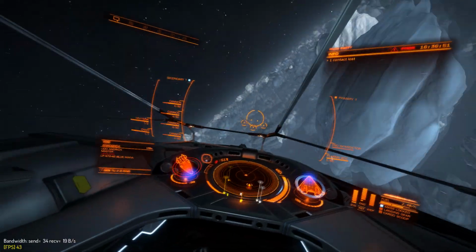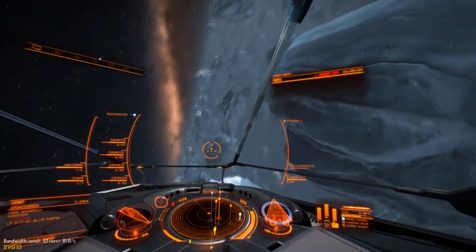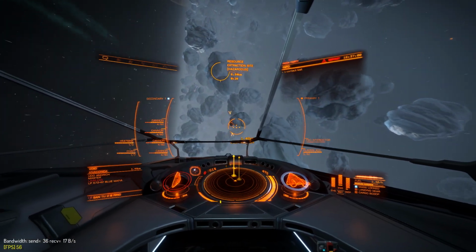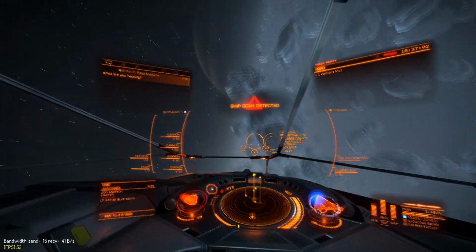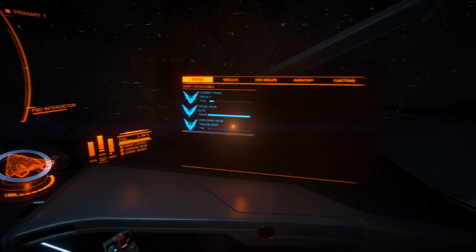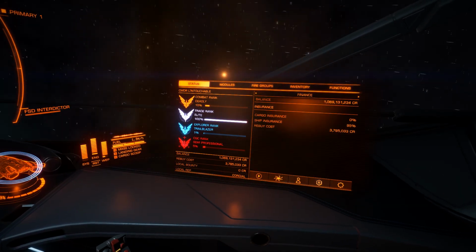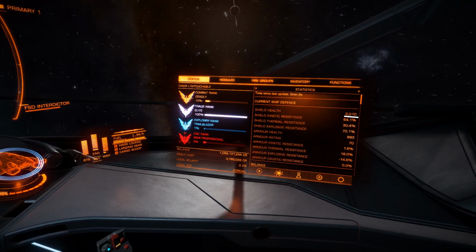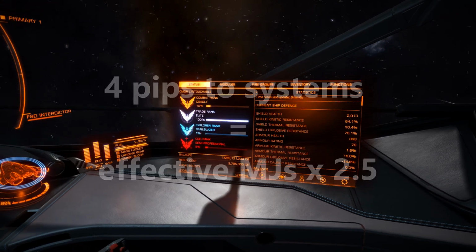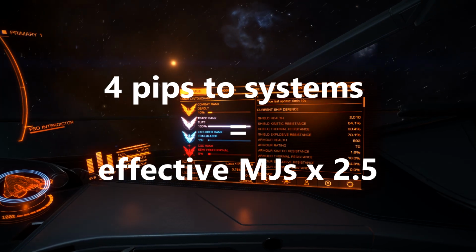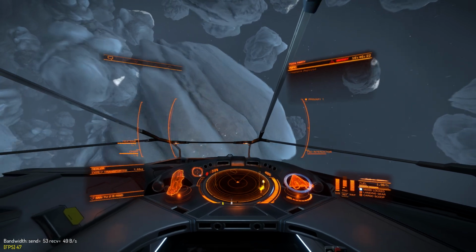Another thing of note is that the amount of pips to systems directly influences your shield's actual strength. Although your shield's resistances will stay the same, the amount of effective megajoules at your disposal will depend on how many pips you have in systems. The value indicated under Statistics in the right panel of your UI refers to your shield strength with 0 pips to systems. With 4 pips to systems, this value is effectively multiplied by 2.5 times, as each pip increases the shield's resistance to damage. Let's use my FDL's prismatic shields as an example.